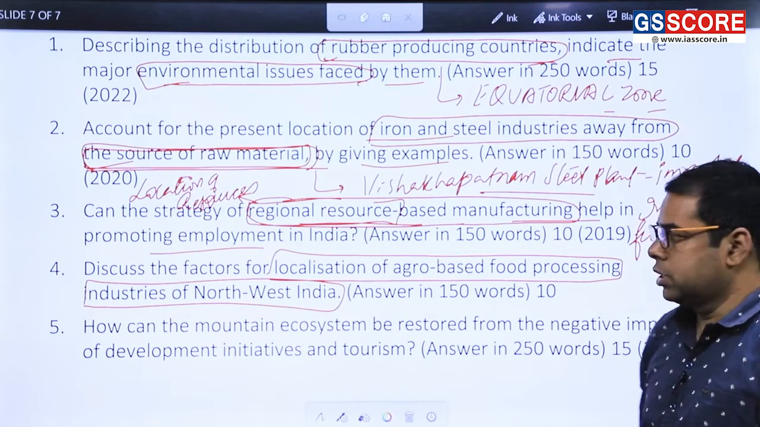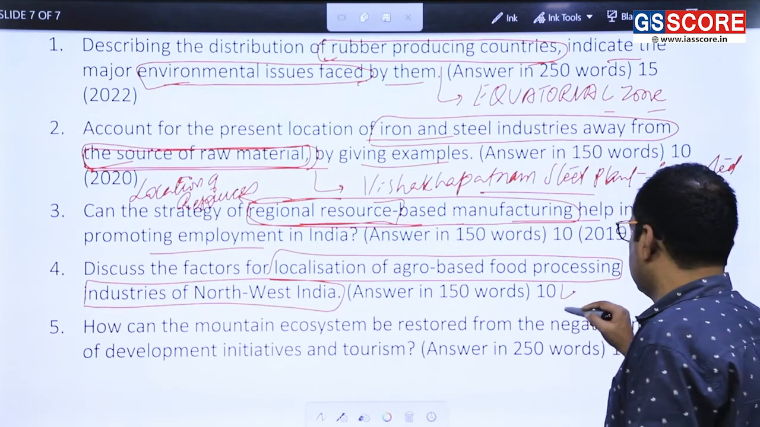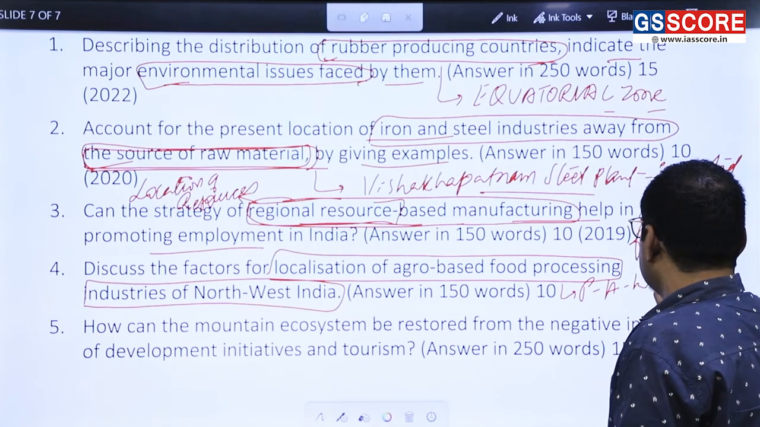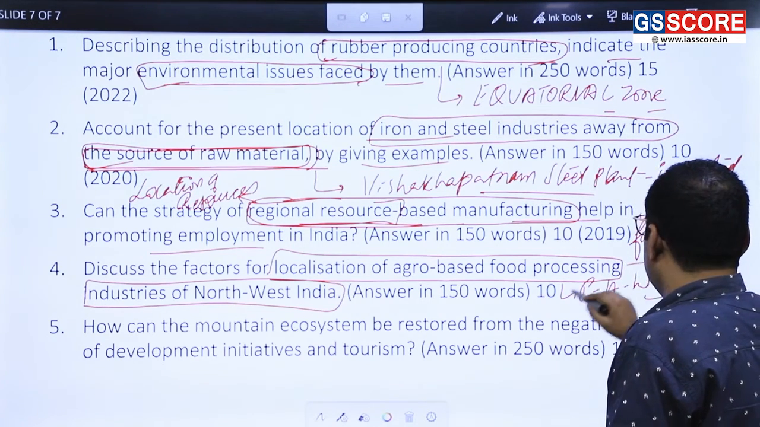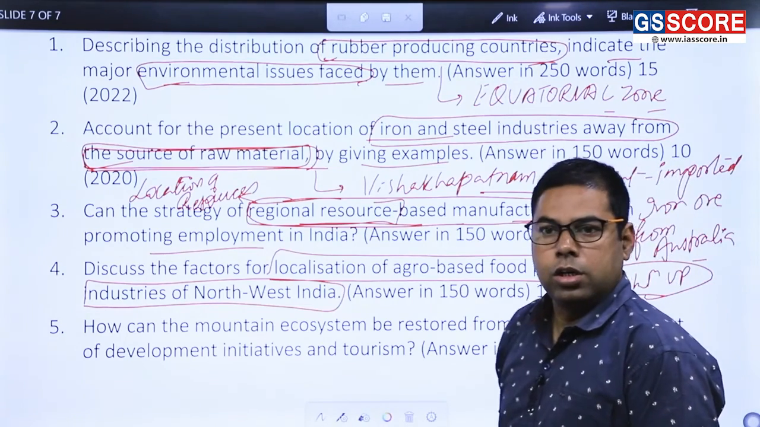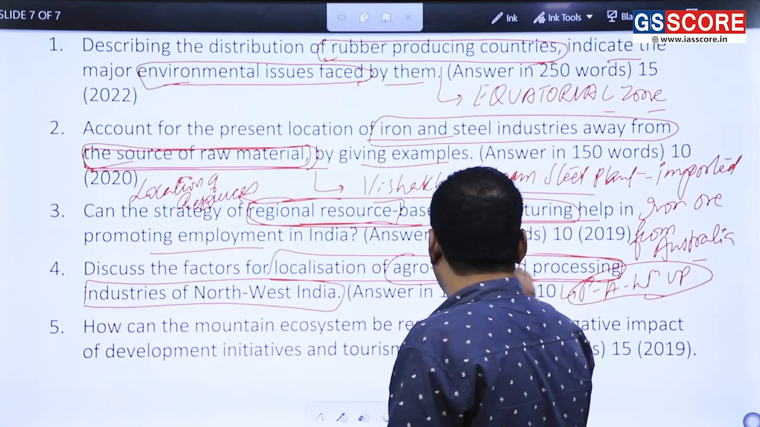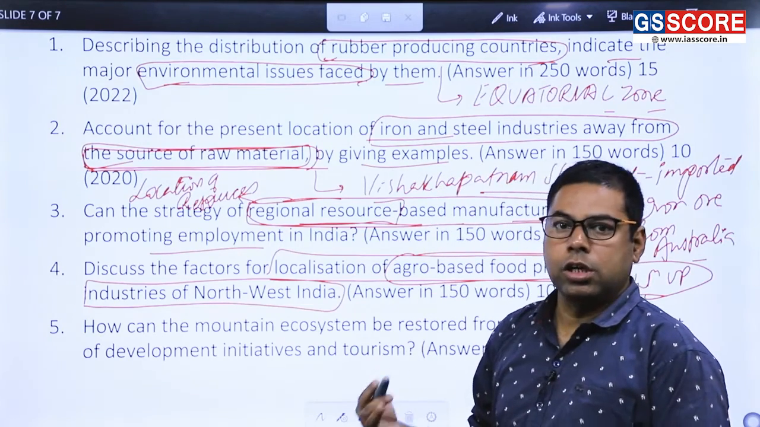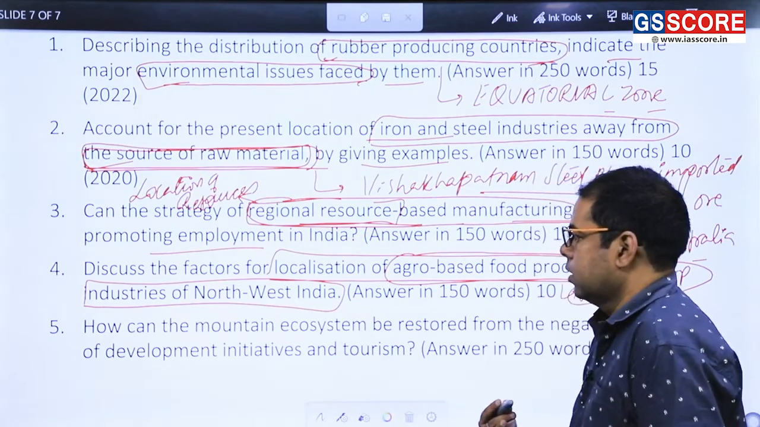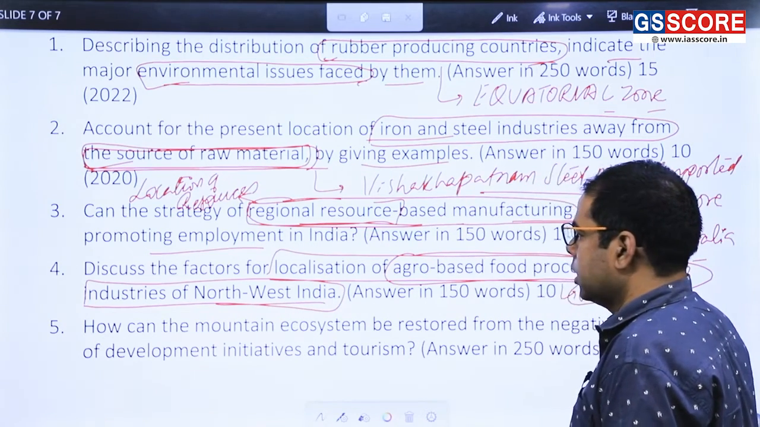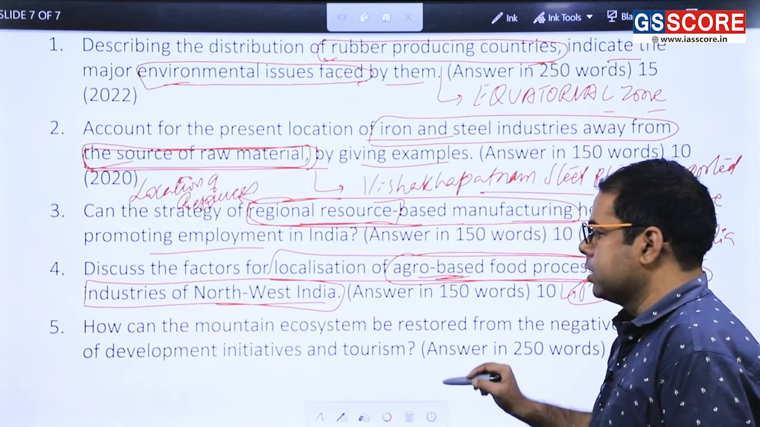Then after, discuss the factors of localized agro-based processing, food processing industries in northwest India. So it is talking about Punjab, Haryana, Western Uttar Pradesh, right? So what industries are there on the basis of the agriculture products produced? So you have to discuss on that. Again, the agriculture primary sector.